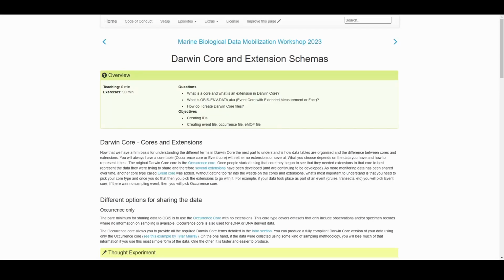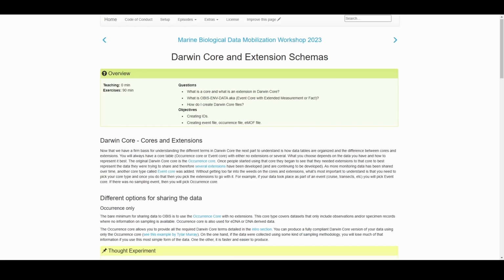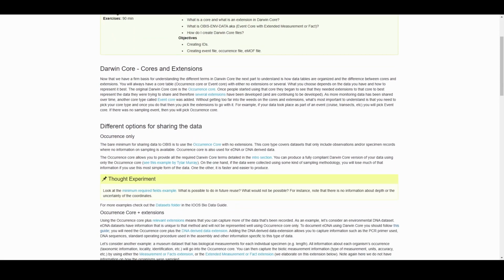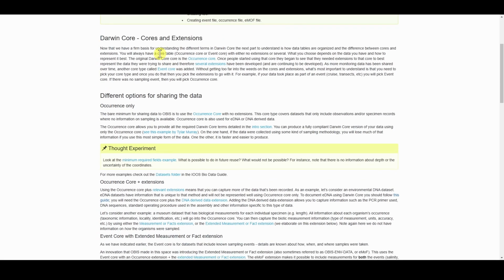Hello. In the previous section, we learned what Darwin Core is and how to clean our data. Now we need to learn how to format the data so it's ready for publishing. So Darwin Core requires you to format your data into core and extension tables. And depending on what kind of data you have, you might have a different arrangement of core and extension tables.